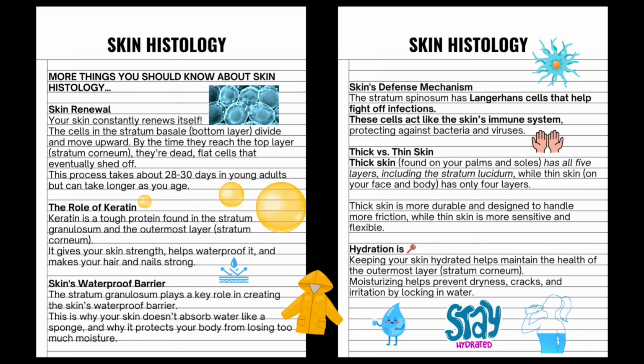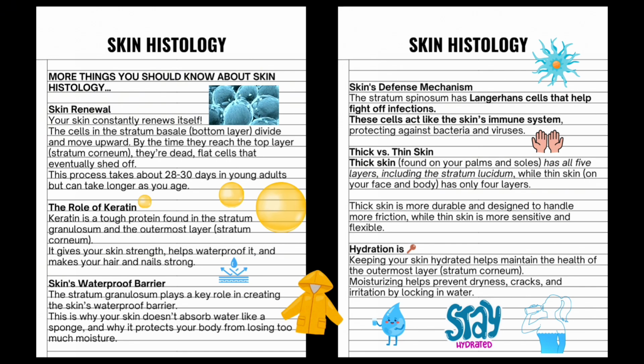Now, here are some more things you should know about skin histology. Your skin constantly renews itself. The cells in the stratum basal, which is the bottom layer, divide and move upward. By the time they reach the top layer, the stratum corneum, they're dead, flat cells that eventually shed off. This process takes about 28 to 30 days in young adults, but can take longer as you age.